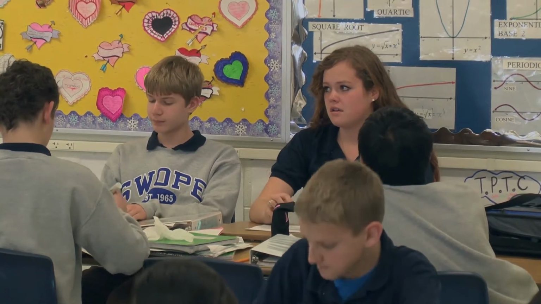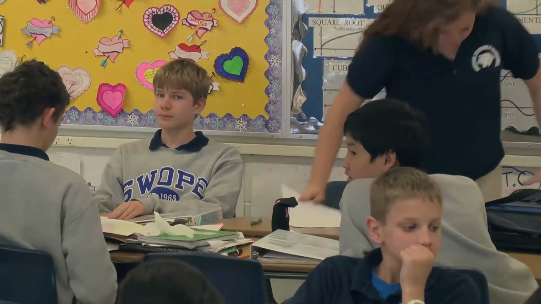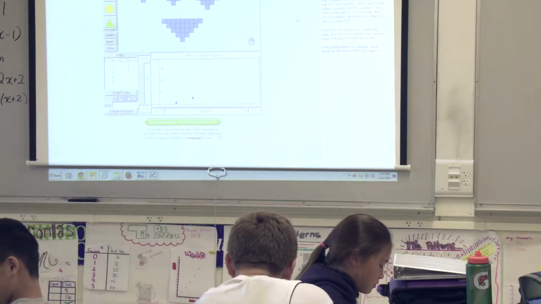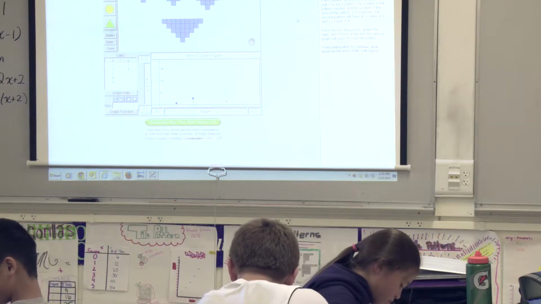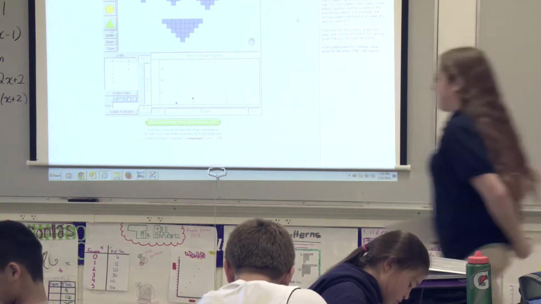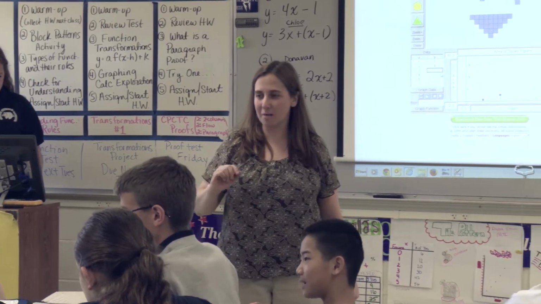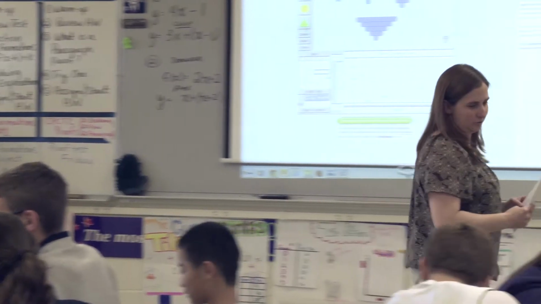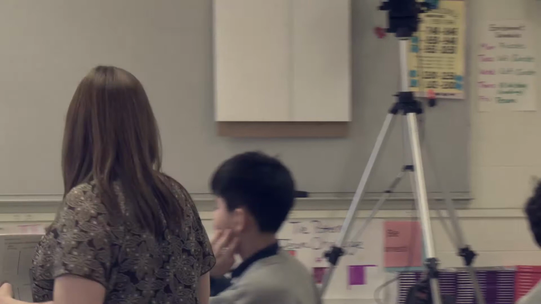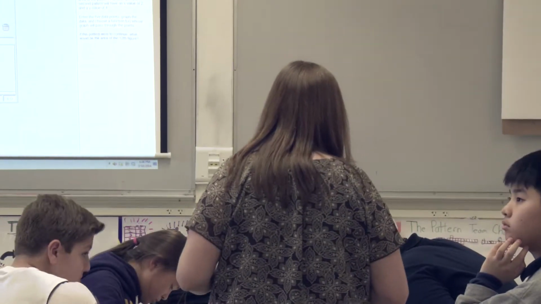Do you want to be the driver? Sure. Okay. Haley is going to come be the driver. So Haley is going to enter her data and do the scatter plot. Your table's job is to come up with the equation that you think works for this data and then talk about why you think that works. Alan. I got x plus 2x minus 2.